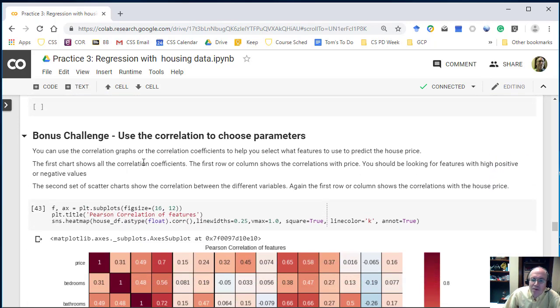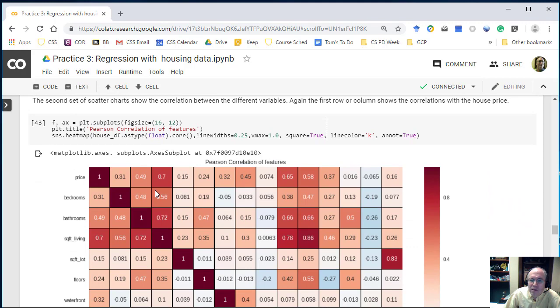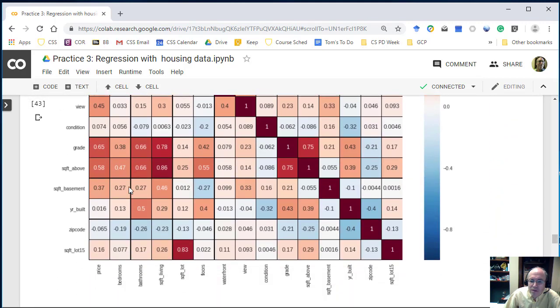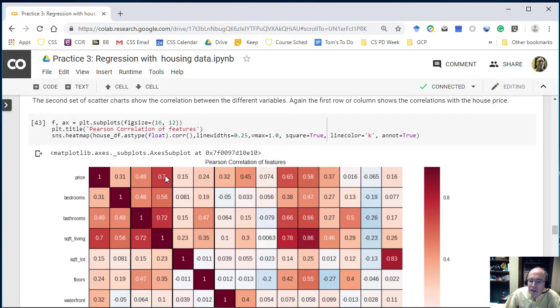Now you might think, I don't know houses that well. Is there a better way to choose which features to use? So there are some ways. We can look at the correlation coefficient here. This is a graph of the different correlation coefficients. This first column is the price, and the price is also here.